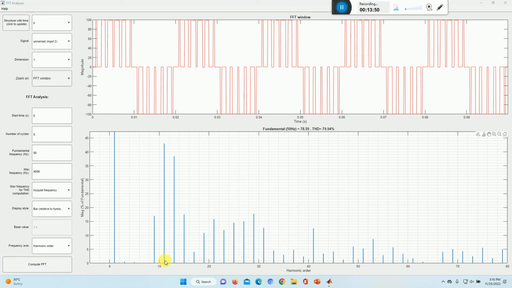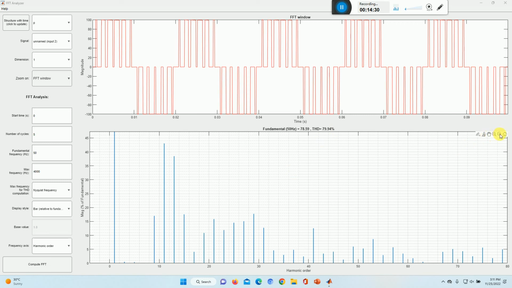Since we have taken a modulating frequency of 6, here 6 into 2 is 12. So the sidebands of 12 are 11 and 13. So 11 we get, and 9 also. The other harmonics are not there. That's what we get. And the modulating index is 0.8, so we should get 80. We're getting 78.59. THD is around 79.94. That's the THD value.